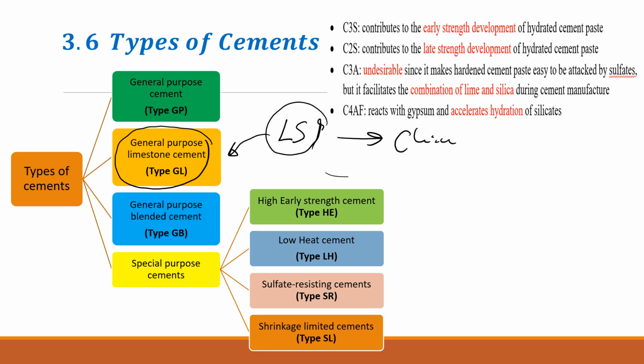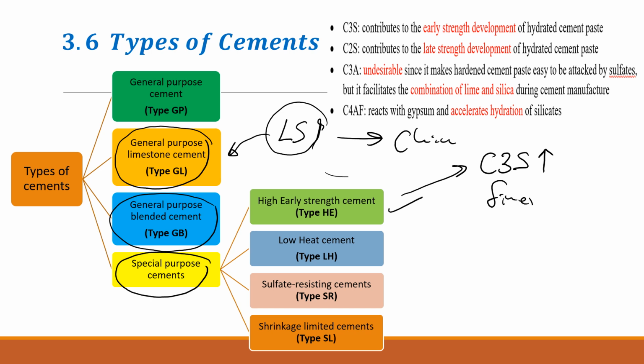And also we can have general purpose blended cement, where you are blending cements together to get improved properties. And there are special purpose cements. You can see them in Bunnings. High early strength cement gains strength quicker. I told you how we can achieve high early strength. You can have a cement with more C3S. What else? I told you this at the beginning. You can have a cement with more fineness, a finer cement, isn't it? When you have a finer cement, it reacts fast.